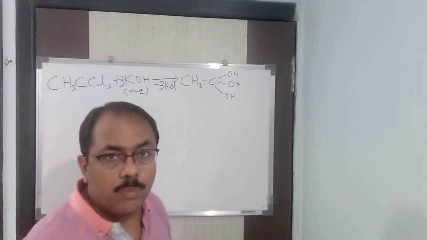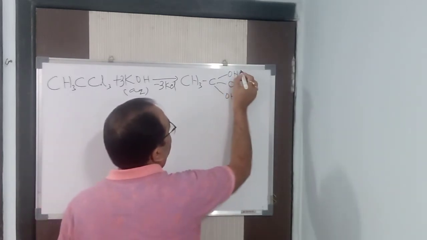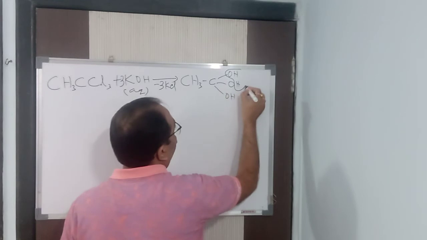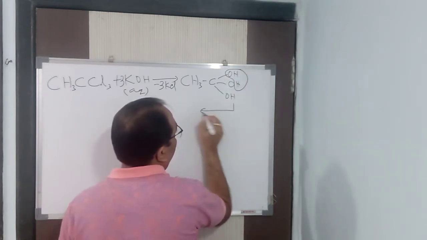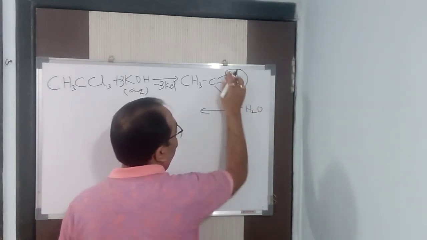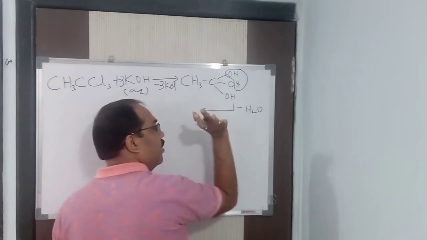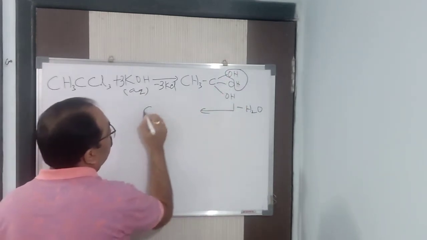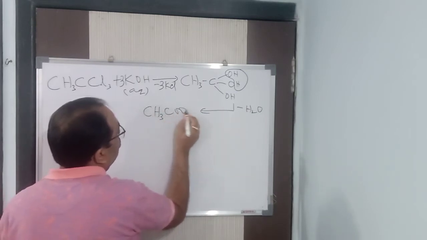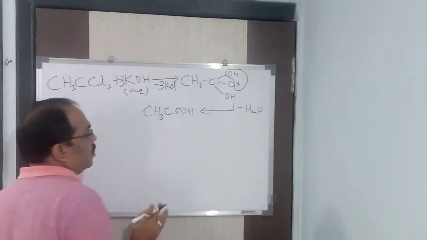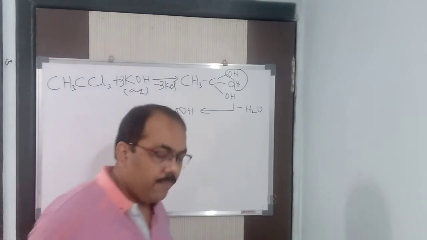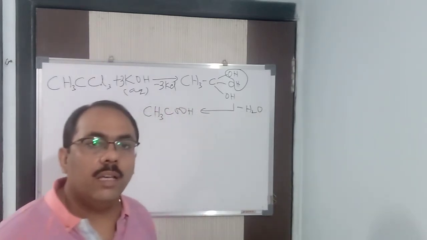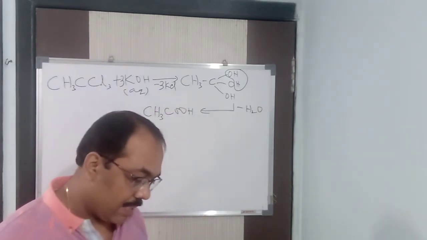So how will it become stable? It will be stable by releasing a water molecule from here. See here, I am releasing a water molecule, that is minus water. First it is unstable, we came to know. Then a water molecule H2O is released. After releasing the water molecule, what product do I get? CH3COOH. Alright, in this way we get ethanoic acid or acetic acid.